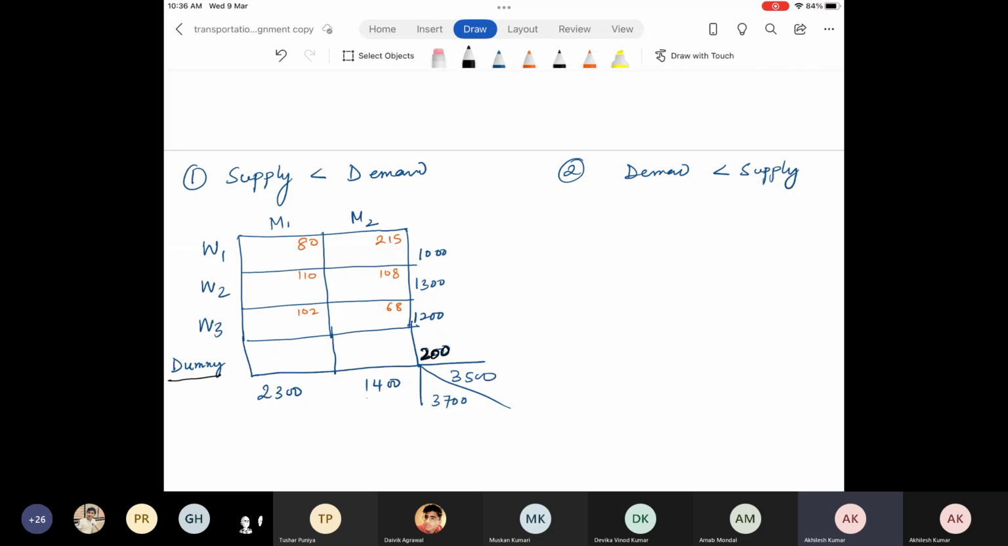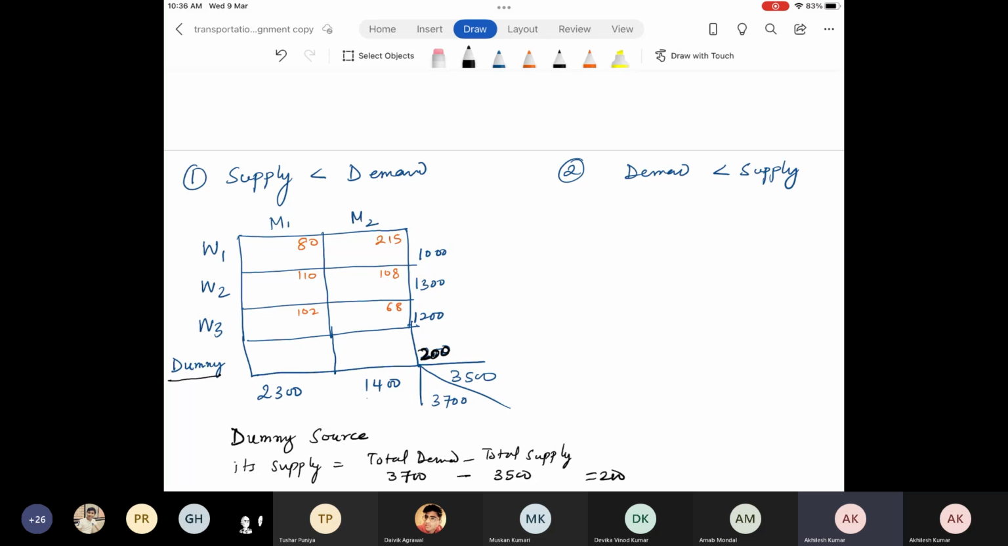So we add a dummy source or warehouse, whatever you want to say, and its supply equals total demand minus total supply. So in our case, total demand is 3700, total supply is 3500, so it equals 200. When we solve this problem, we will solve ideally for W1, W2, W3 to market 1 and 2.